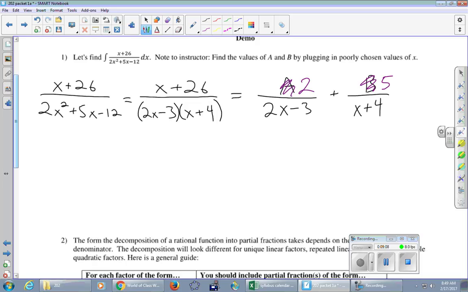Don't put the 2 and the 5. But if I asked you to add these two fractions together, what would we have to build before we could smush them together to make a single fraction? We need to build the common denominator, right? What is the least common denominator? Well, in this case, it's just the product of the two denominators that we have.